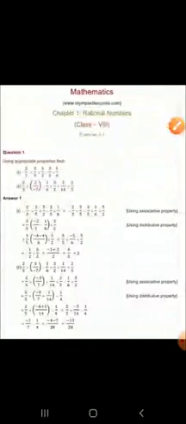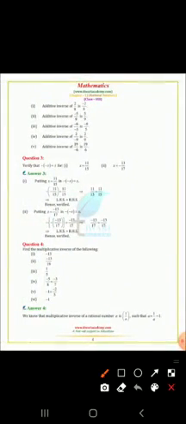Okay, the second bit, the same method you are going to do. When he asks you to find the additive inverse, what is the additive inverse for 2 by 8?